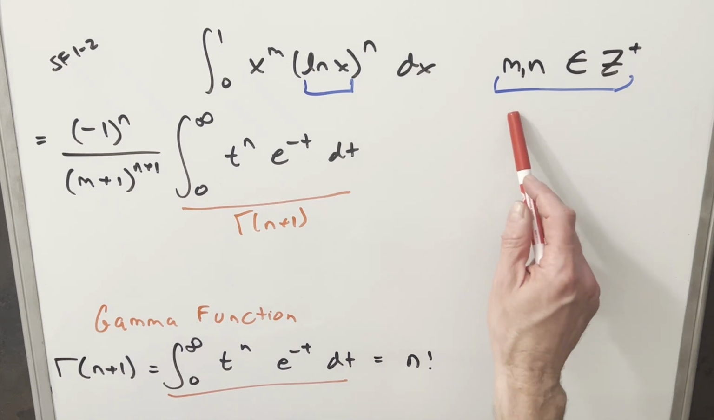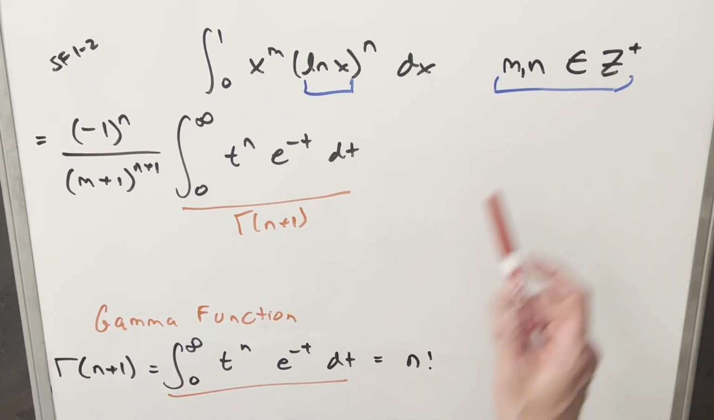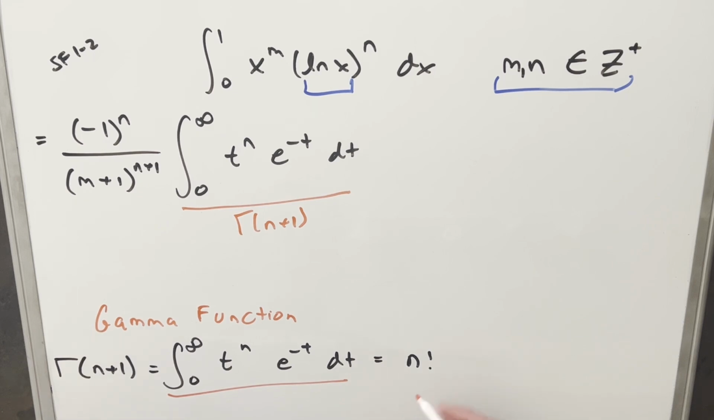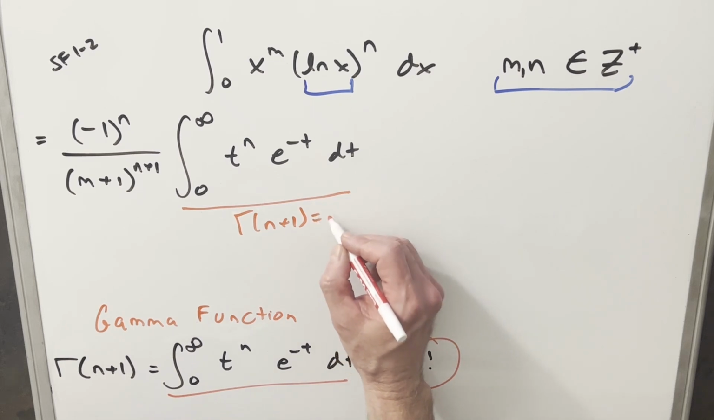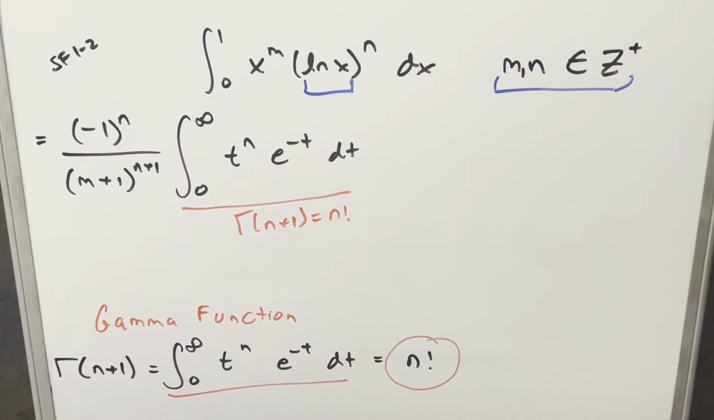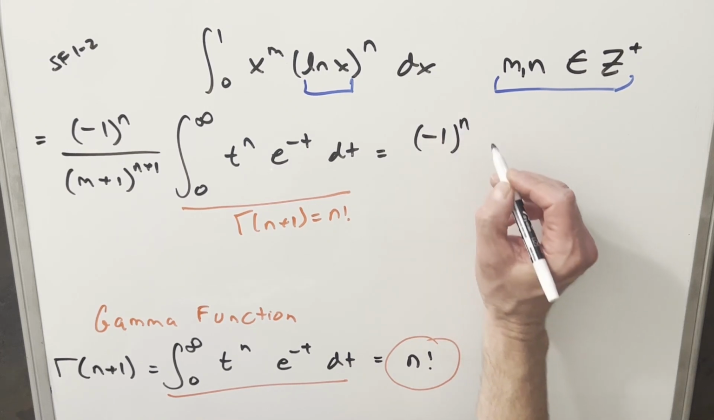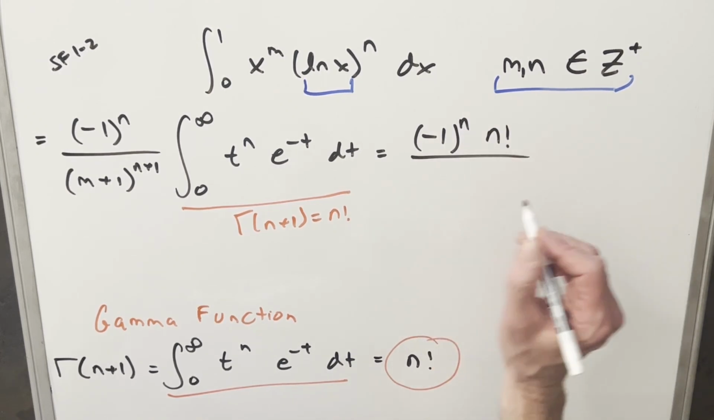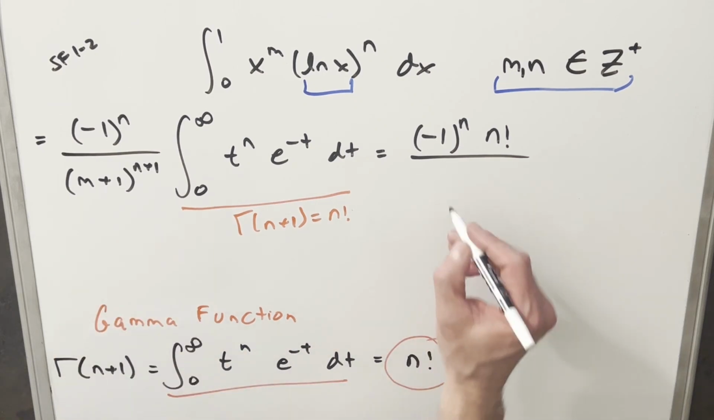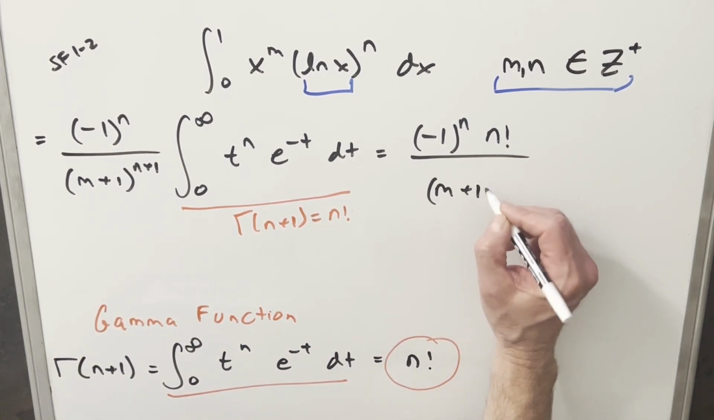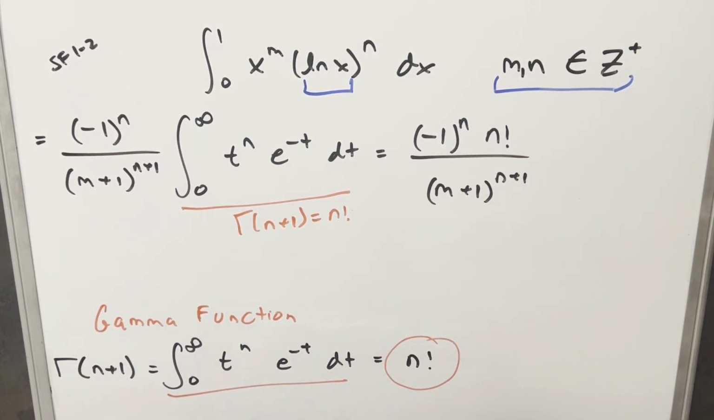But at the beginning, we said that our m and n values are positive integers. So for integer values, we can express the gamma function in terms of factorial. So this whole thing here is just n factorial. Putting it all together, this gives us our formula for the solution: minus 1 to the n times n factorial, all over m plus 1 to the n plus 1. And that's it.